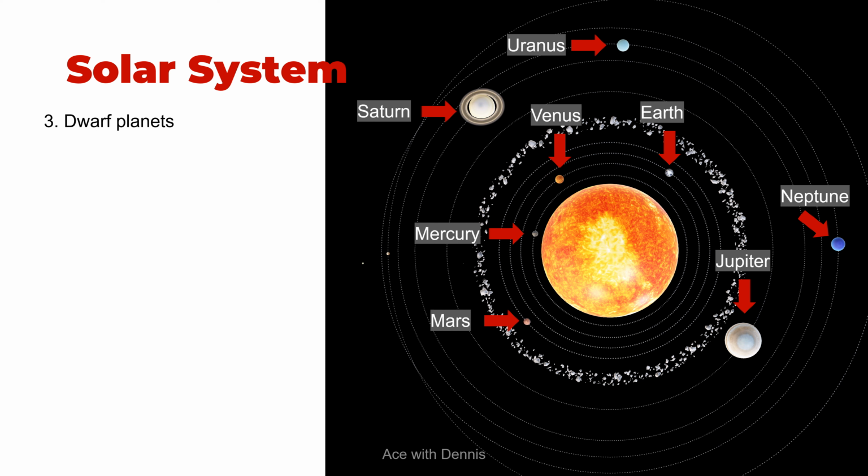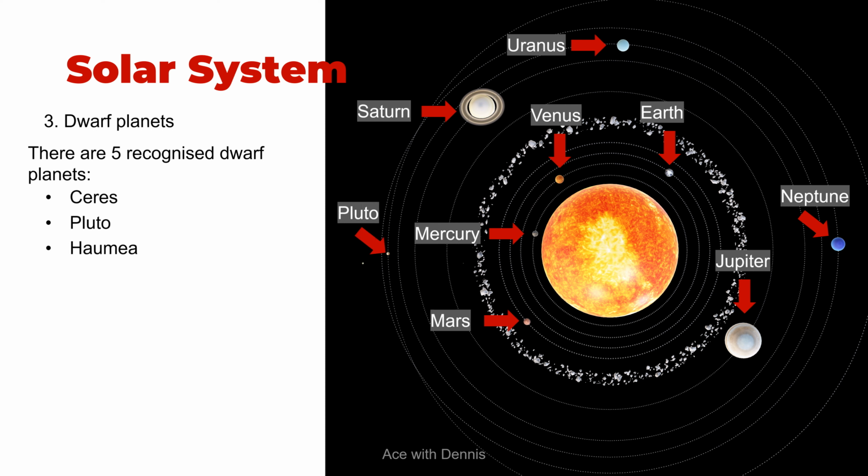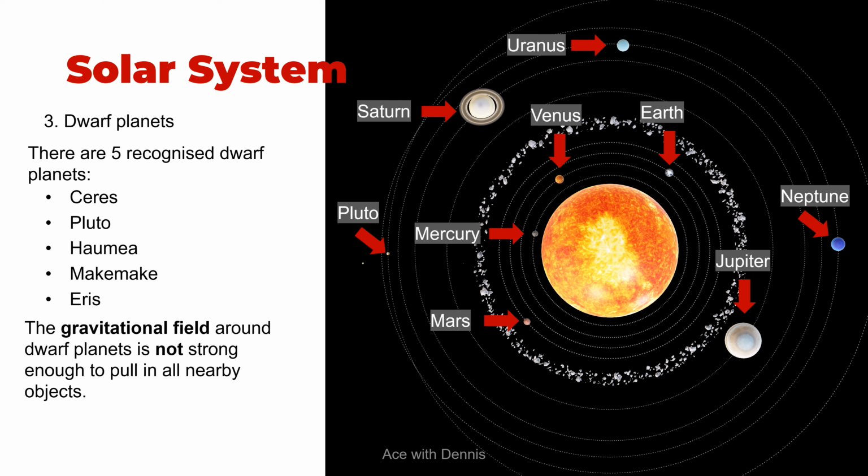3. Dwarf planets. There are 5 recognized dwarf planets, which are Ceres, Pluto, Haumea, Makemake, and Eris. The reason these are called dwarf planets, not the planets that we discussed in the previous page, is because the gravitational field around dwarf planets is not strong enough to pull in all nearby objects. As you may know, Pluto once was a planet, but then it was categorized as a dwarf planet because of this reason.